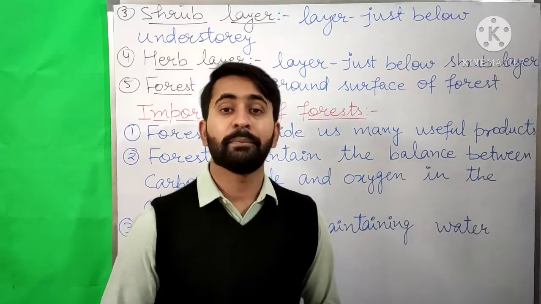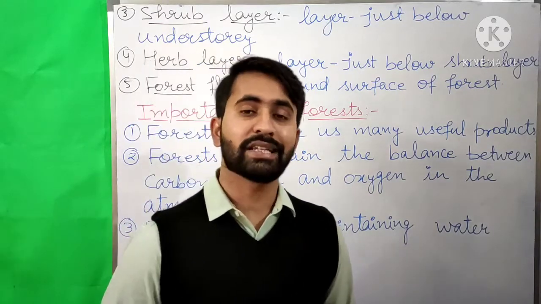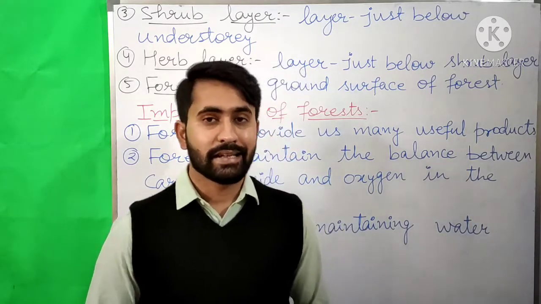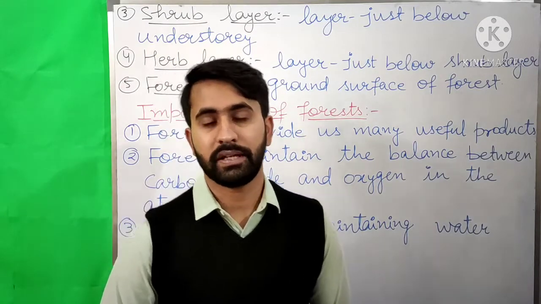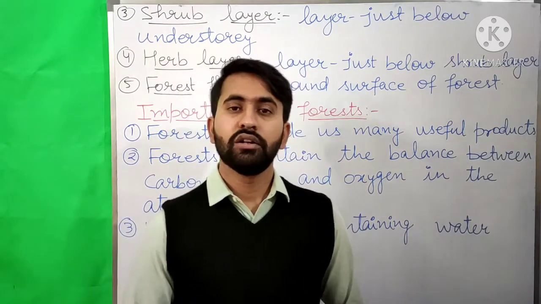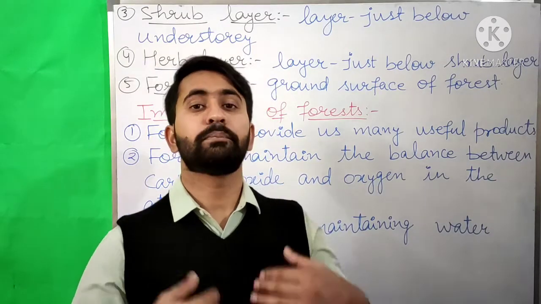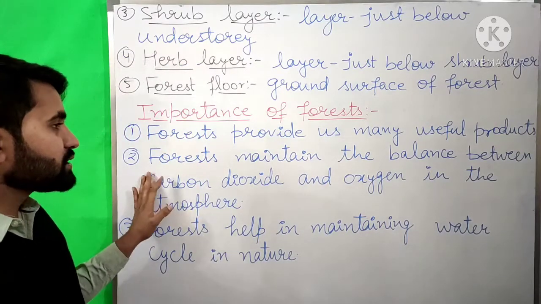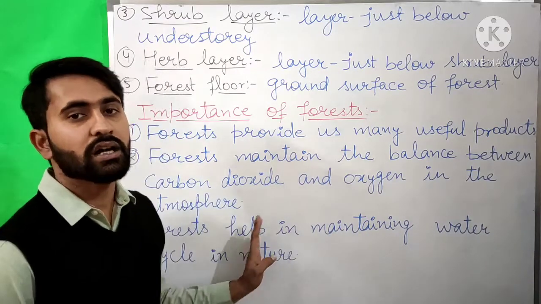So forests are the major suppliers of the oxygen that is required by the human beings and other animals for respiration and breathing. Since green plants and trees supply oxygen for breathing and respiration, that's why the forests are also known as green lungs. So the forest remove the carbon dioxide from the atmosphere and they put oxygen in the atmosphere. So in this way, the forest maintain the balance between the carbon dioxide and oxygen in the atmosphere.